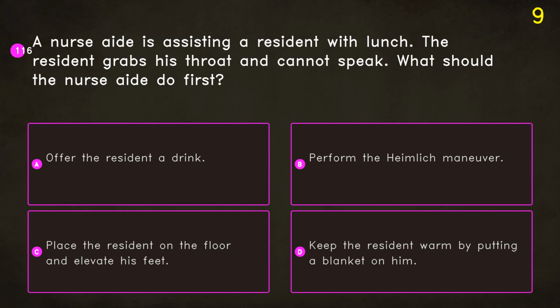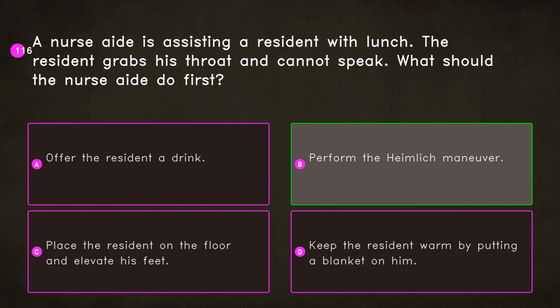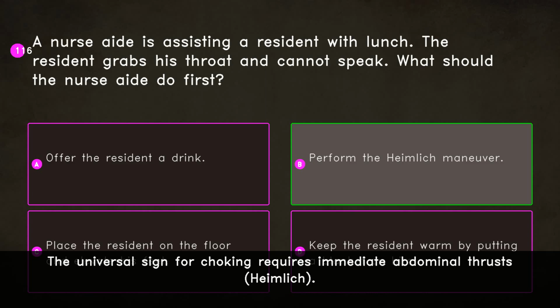A. Offer the resident a drink. B. Perform the Heimlich maneuver. C. Place the resident on the floor and elevate his feet. D. Keep the resident warm by putting a blanket on him. The correct answer is perform the Heimlich maneuver. The universal sign for choking requires immediate abdominal thrusts, Heimlich.